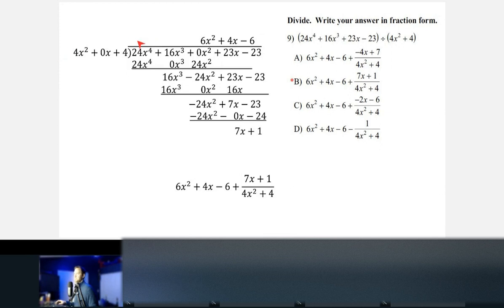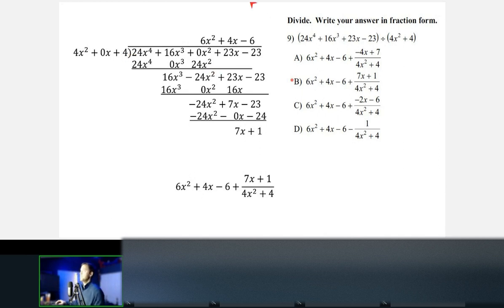So, we look at 4x squared and 24x to the fourth. What times this term will give me this? Well, 6 times 4 is 24. So there's my 6. And then, what times x squared will give me x to the fourth? Well, I need 2 more x's. So that's why I have x squared. So 6x squared times 4x squared is 24x to the fourth. 6x squared times 0 is just 0. And then 6x squared times 4 is 24x squared.